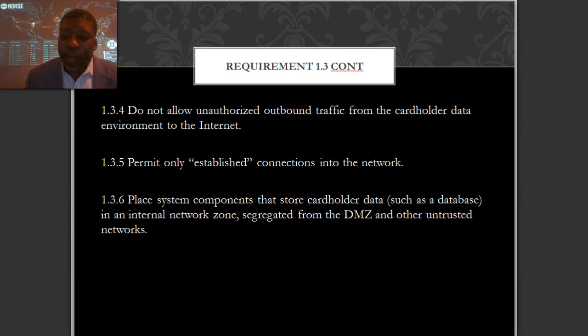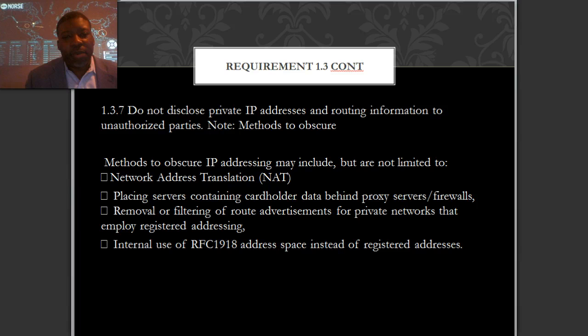Securing system components that store cardholder data in an internal network zone that is segregated from the DMZ and other untrusted networks by a firewall can prevent unauthorized network traffic from reaching the system component. You got that? Basically, put your cardholder data in the internal network, not in the DMZ. So that's what these 1.3.4, 5, and 6 are referring to. I'm trying to summarize it so that you don't have to read every single thing.